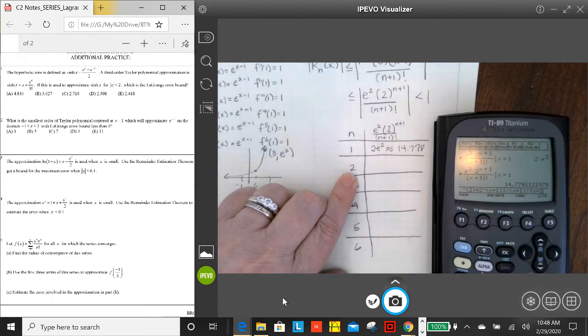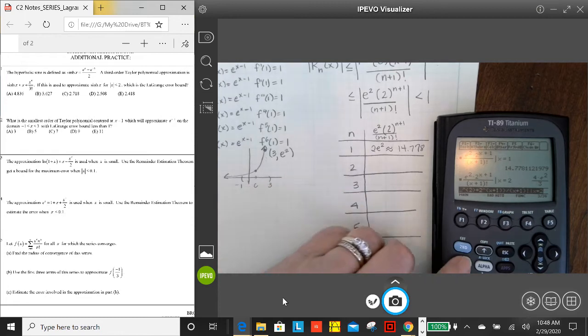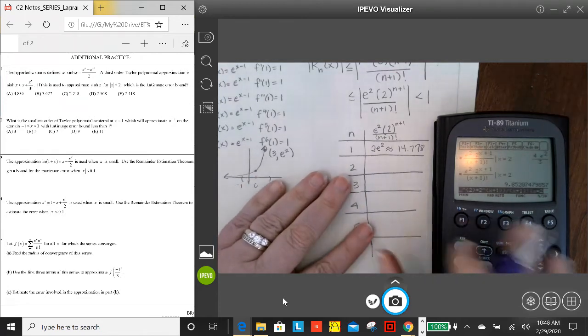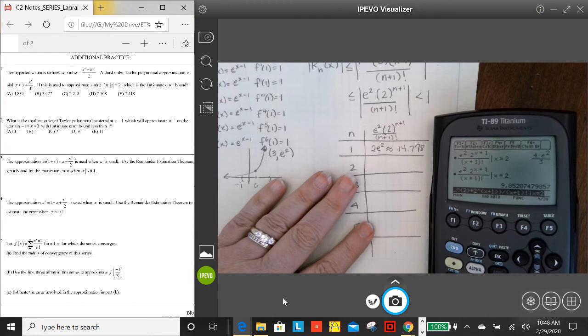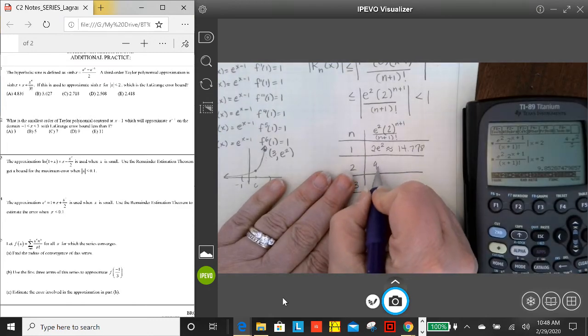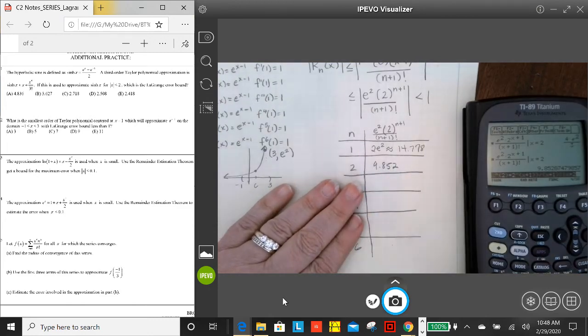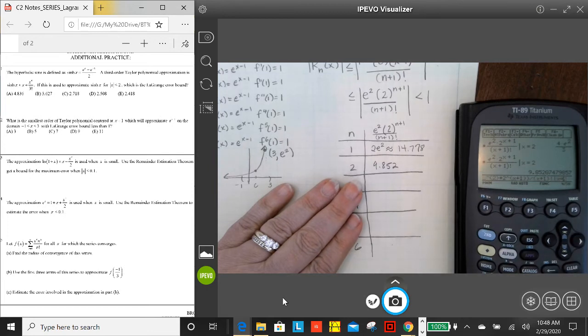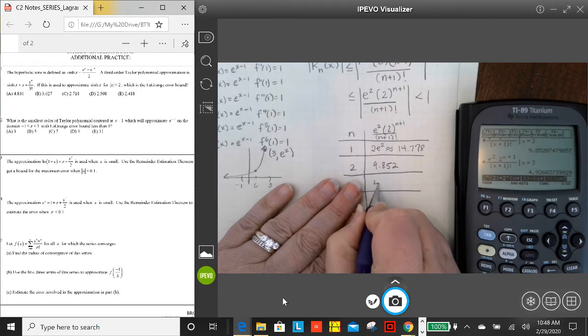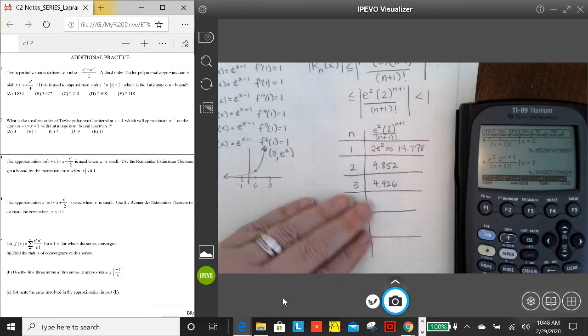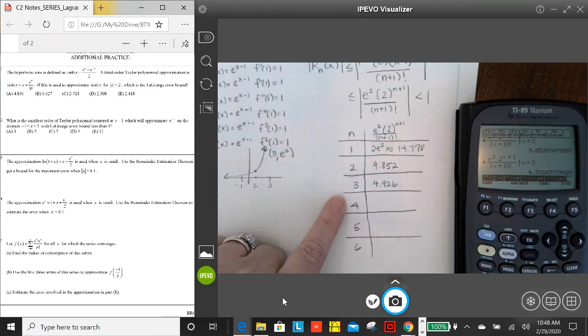So I can go 2 here. Well, and then let's do the approximate. And then we get 9.852. And then we can go to the end, make it 3. I'm going to approximate, and that's 4.926. We're getting closer to 1 with this third degree.